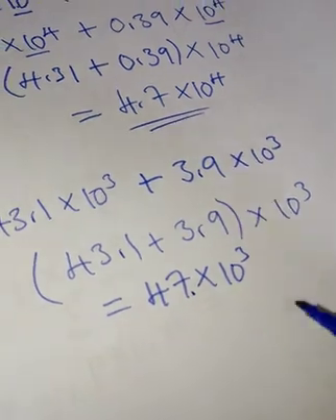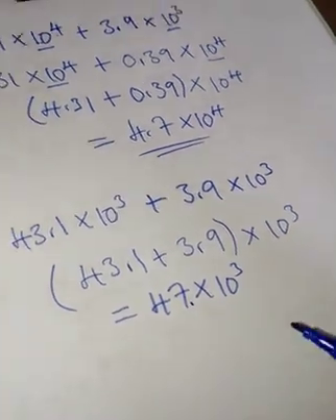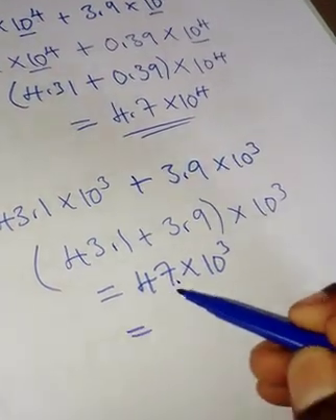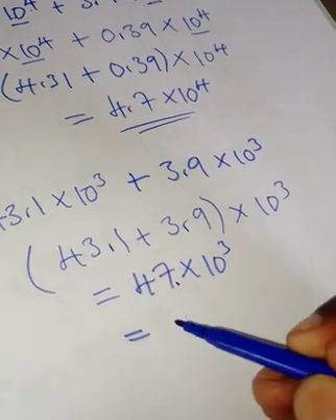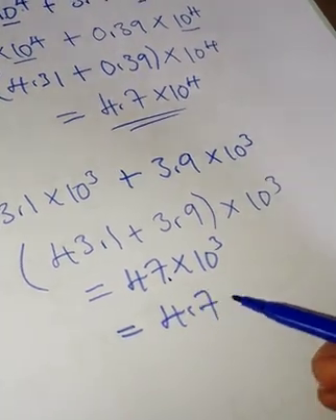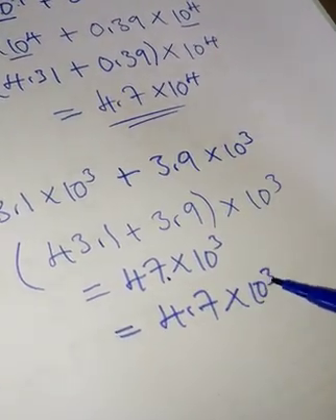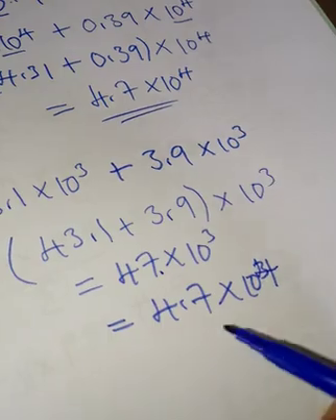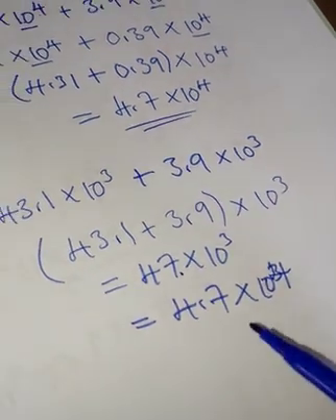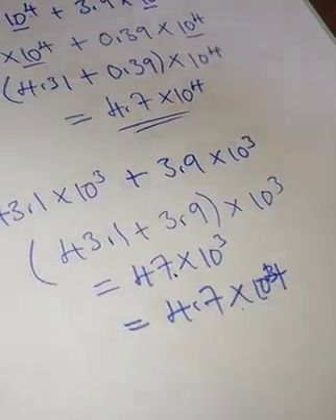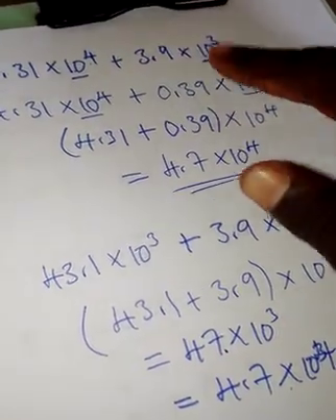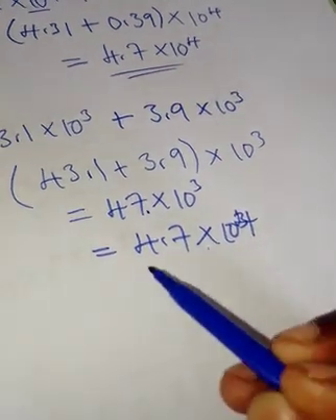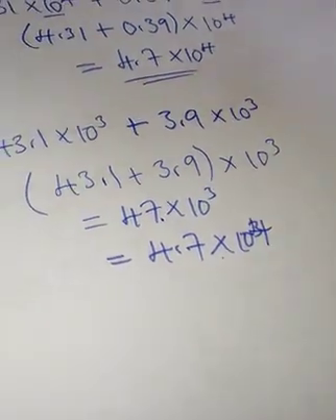So is 47 times 10 to the power 3 in standard form? No, this is not the standard form or scientific notation. So this decimal point has to move one step to the left to be 4.7 times 10 to the power 4, since the decimal point has moved by a step to the left. So as you can see, we are simply getting the same answer. So the choice is yours on which one to change. Just make sure you report the final answer in standard form.